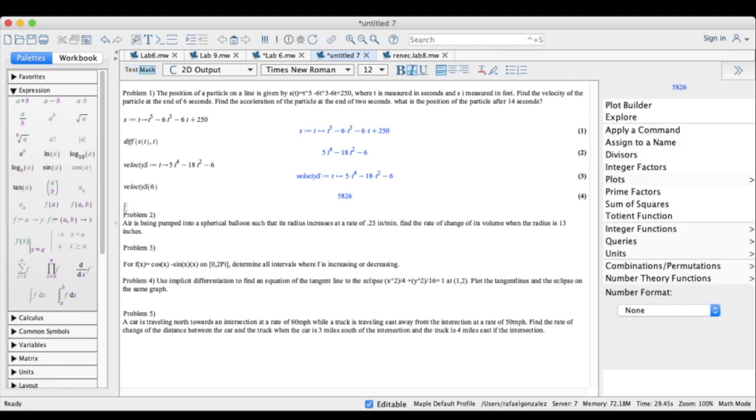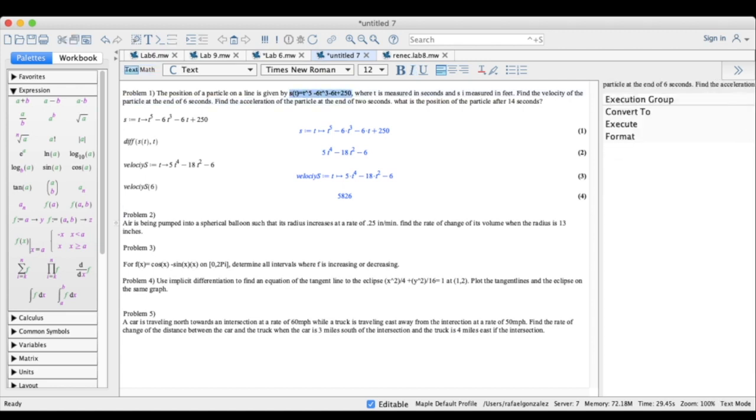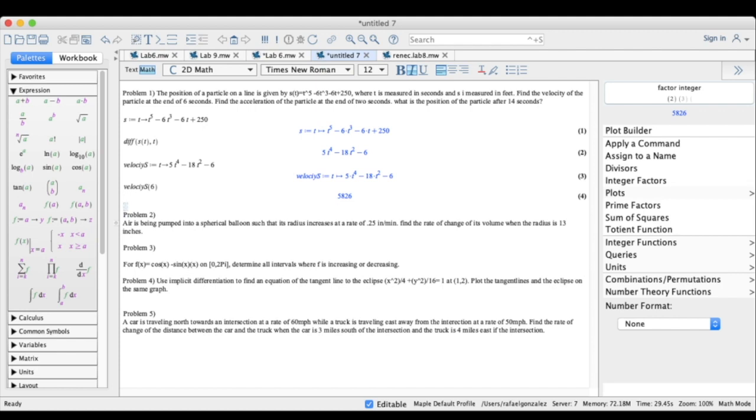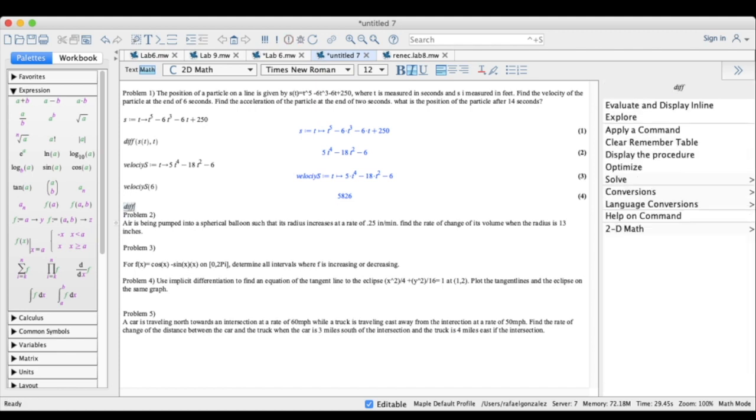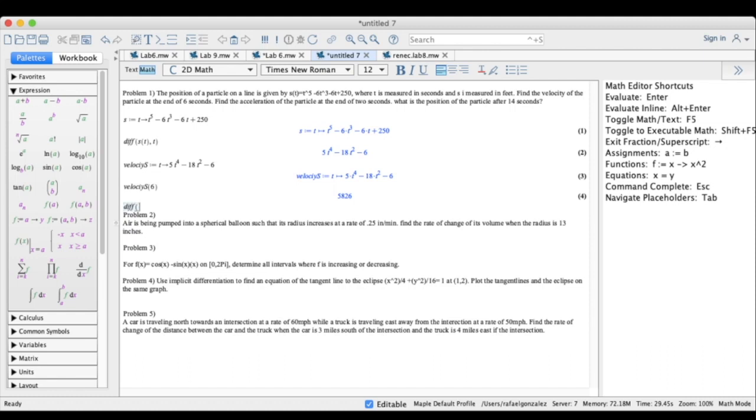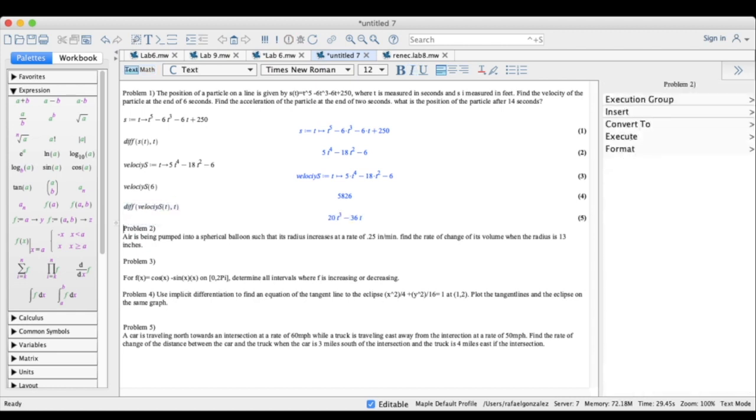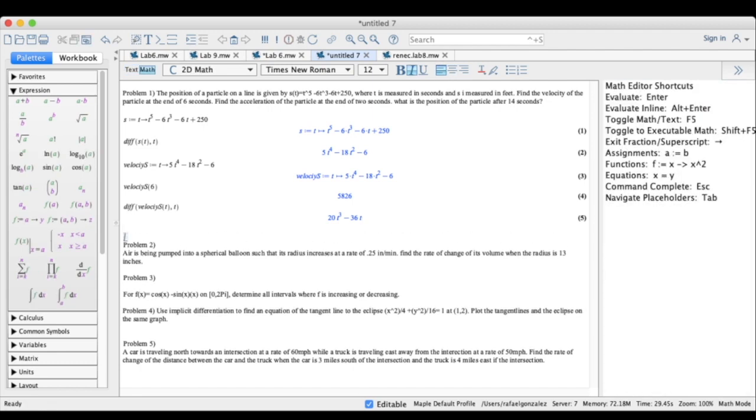Now we could find the acceleration of the particle by simply taking the second derivative of the function s. Well, since we already found what the first derivative is, we simply take the derivative again of the first derivative. So the first derivative we call velocity of s. So we're going to take that derivative in terms of t. And we get 20t cubed minus 36t. And this will be the acceleration of the particle after t seconds.